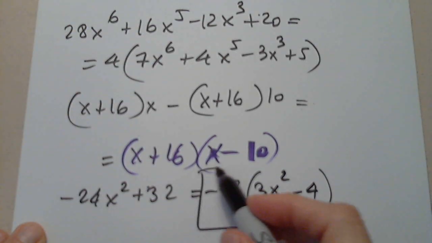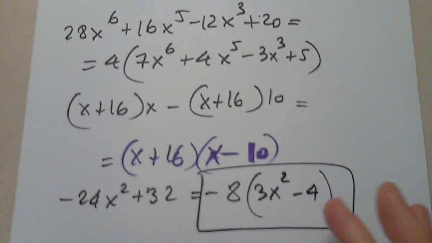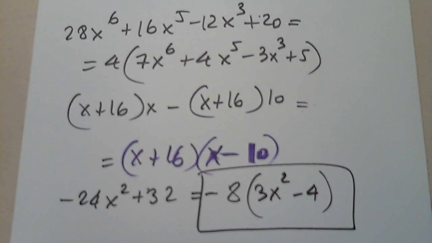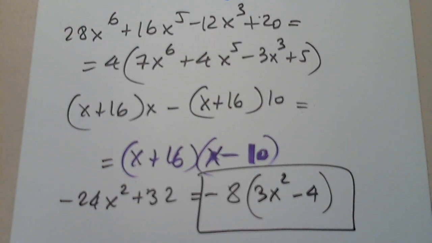Very good. This is it. And we can no longer factor. 3x squared minus 4 is not factorable anymore. The difference of squares cannot be applied. The difference of cubes cannot be applied. This is not a perfect square. This is, but this is not. So that's it. We cannot do anything else to that. Good.